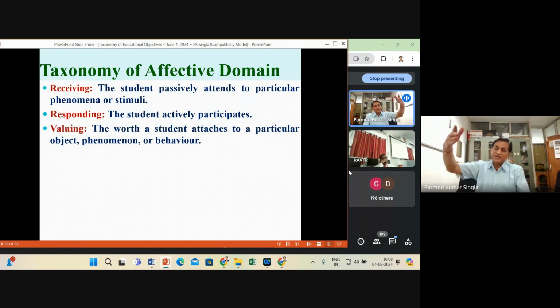And the third level is value. This is a very crucial level, very, very crucial level, my dear friends. At the level of valuing, how much value you are attaching to a particular attitude. For example, a classical example comes to my mind. I am not opening this up for discussion because time is not permitting me to do so.